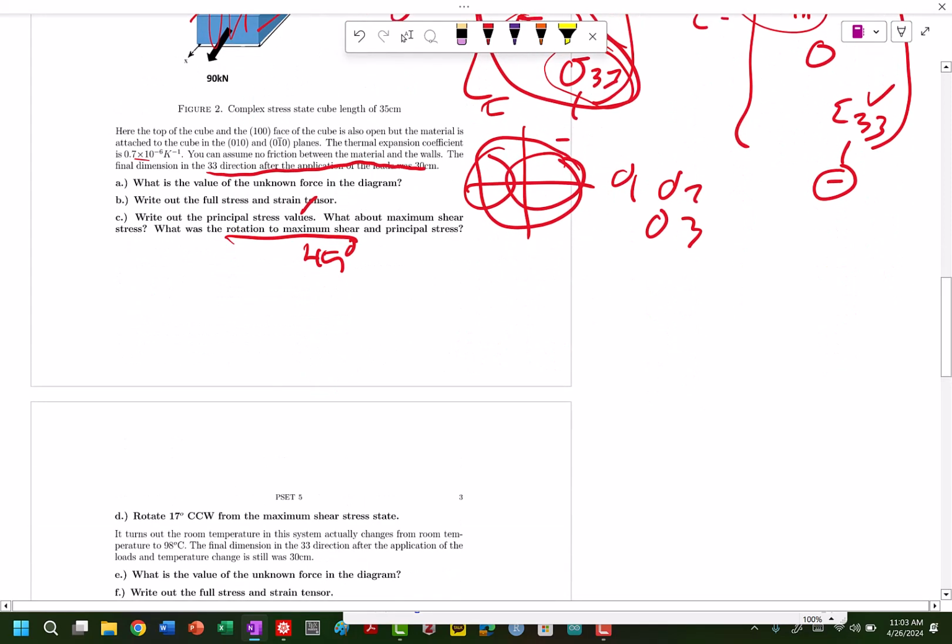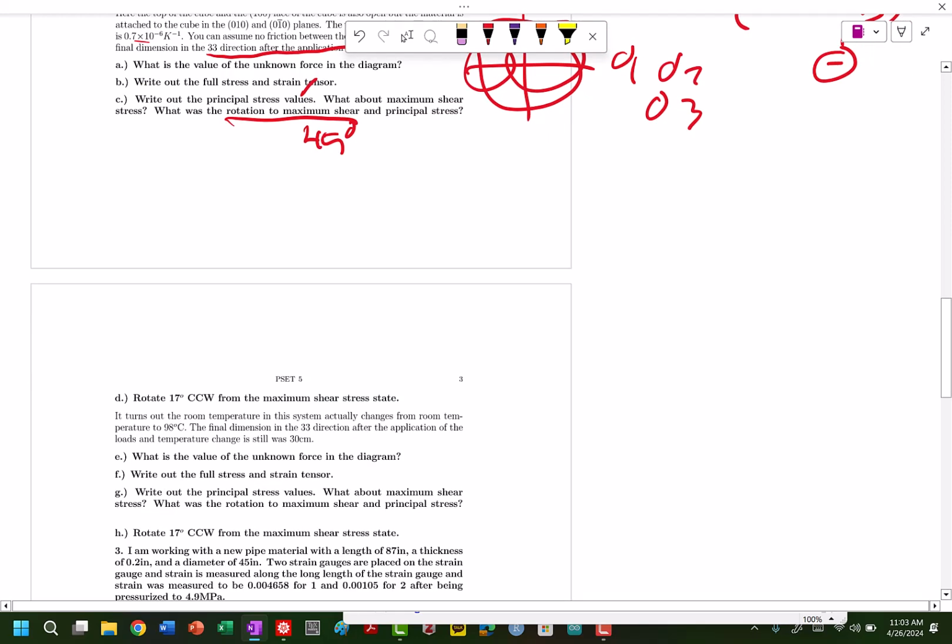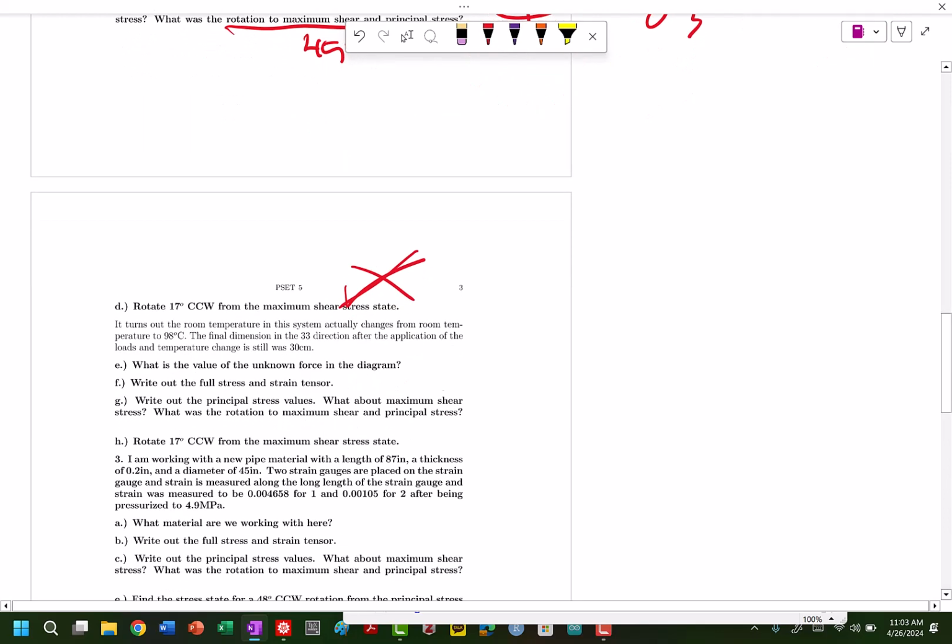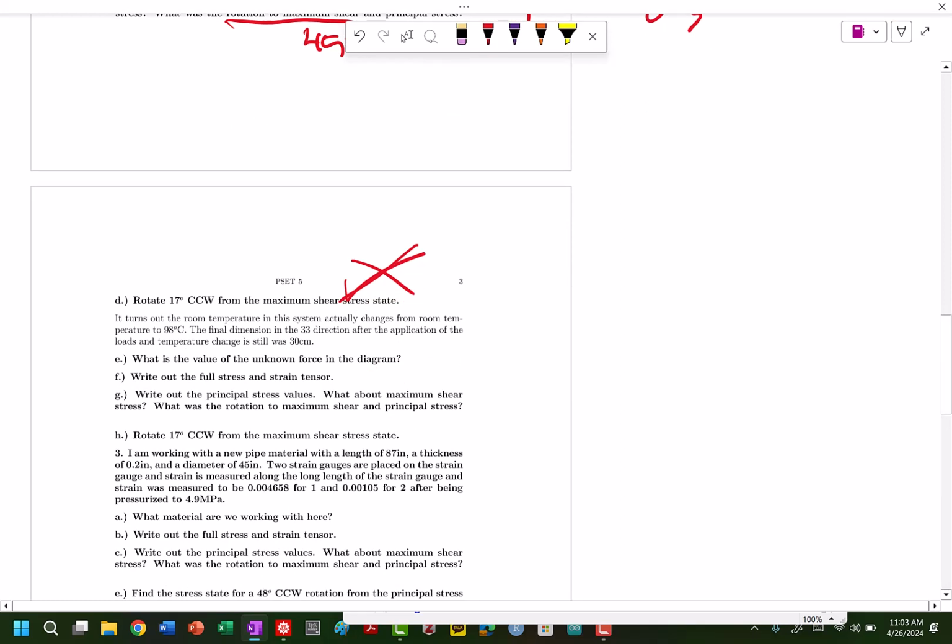So same thing here. Rotate 17 degrees clockwise from this. We can't do that, so this is not a possible problem. Turns out that the room temperature actually changes from room temperature to 98, the final dimension after the puck explodes, and the temperature change is still this. So now it's resolving this problem. So can we do it?